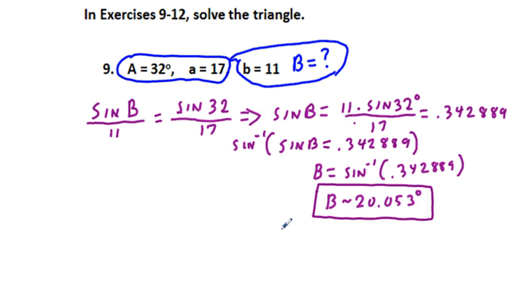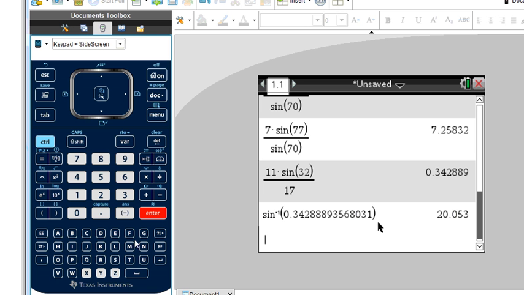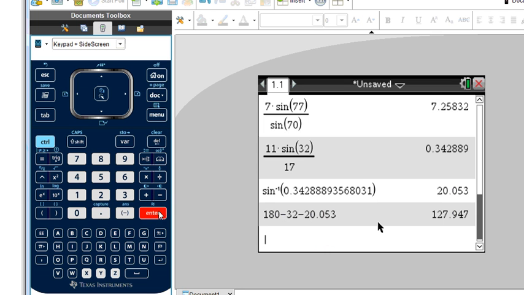Okay, and next, now we're able to get angle C. Well, angle C is going to be equal to 180 degrees minus 32 minus this 20.053. So we go ahead and put that in our calculator. 180 minus 32 minus 20.053. So we get 127.947 degrees.